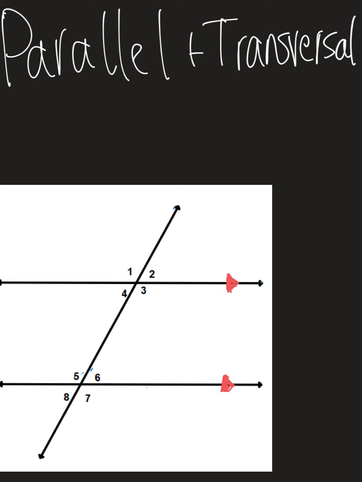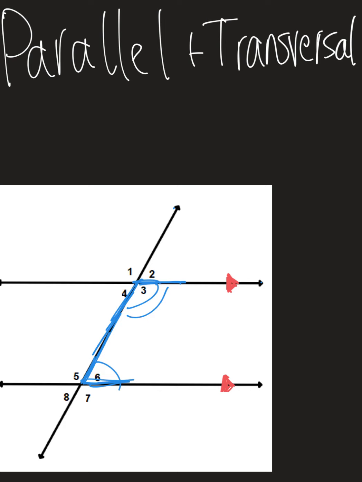Next, we have consecutive interior or same side interior. So that would be this 3 and this 6. Correction. Those are not congruent, so I should not mark them as if they are. So, for example, this would be 2 and this would just be 1. Those are supplementary angles. They add up to 180. They have a sum of 180. And they are both inside and both on the same side of the transversal, okay?